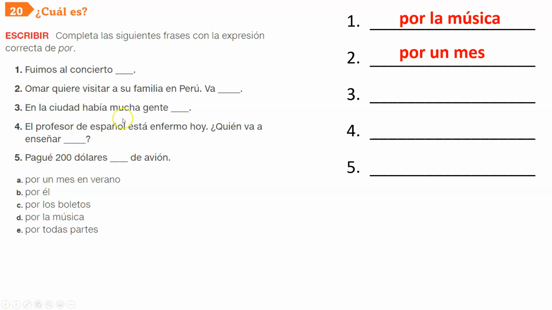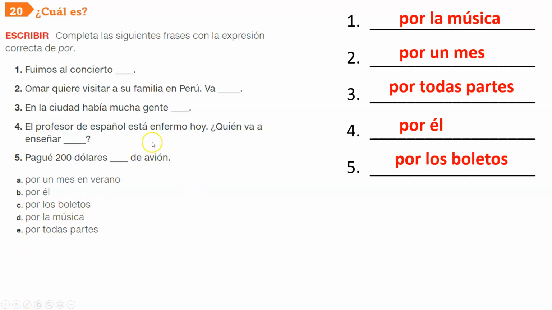Número 3. En la ciudad había mucha gente. In the city, there was a lot of people everywhere, por todas partes. El profesor de español está enfermo hoy. The Spanish teacher is sick today. ¿Quién va a enseñar? Who's going to teach? Probably for him, por él. And pagué $200 de avión. I paid $200 blank de avión for the tickets, for the airplane tickets.